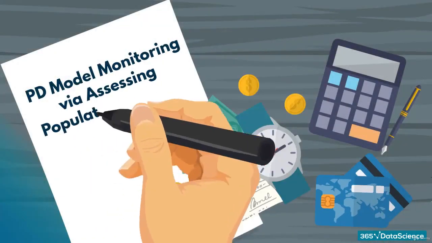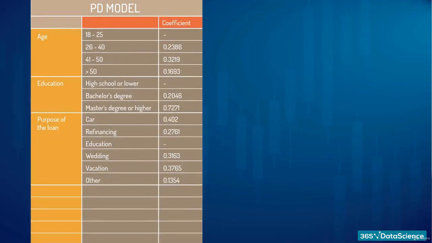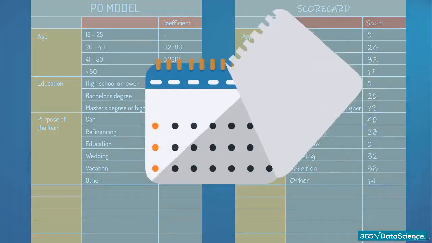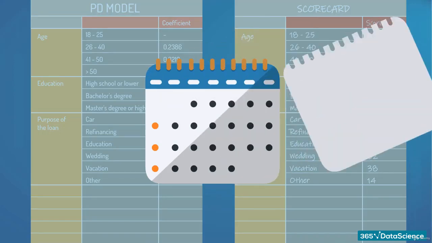All right. In the last few sections of the course, we created a very nice probability of default model. We tested how it works with unfamiliar data, and we created an easily interpretable scorecard based on it. Now imagine a year has passed since we implemented our model. A year is a long time, and a lot of things may happen.